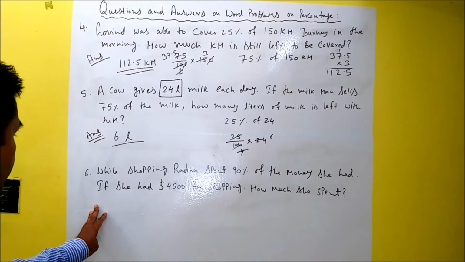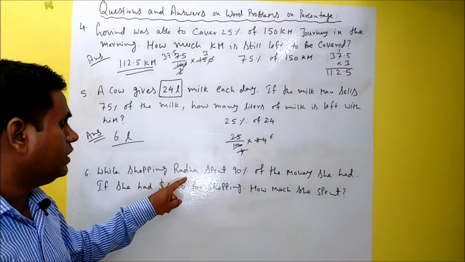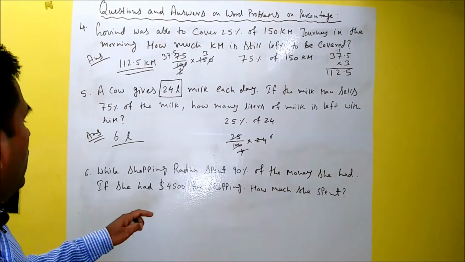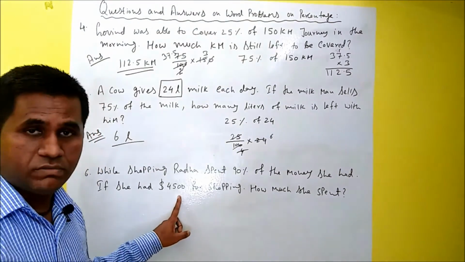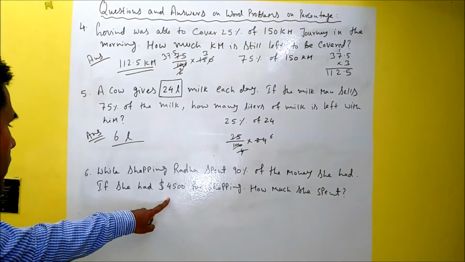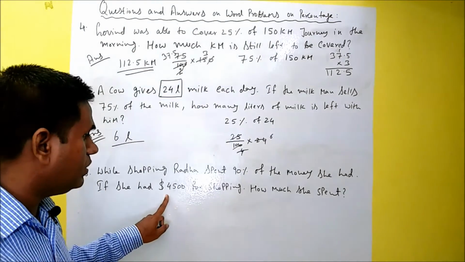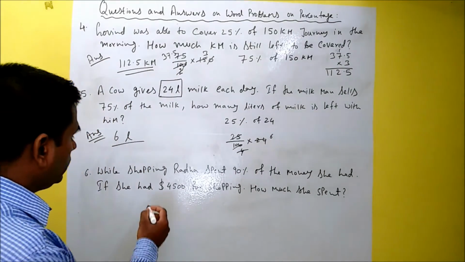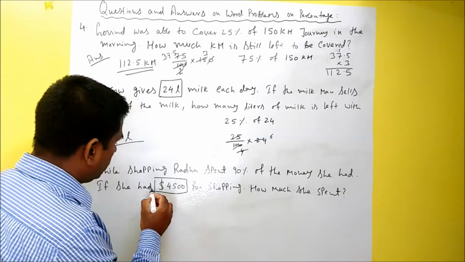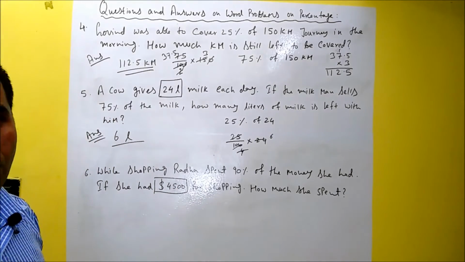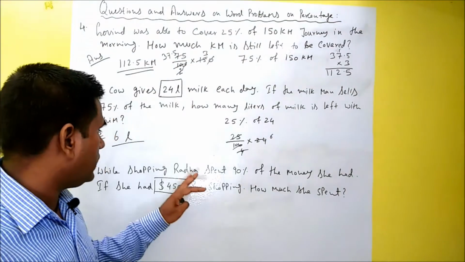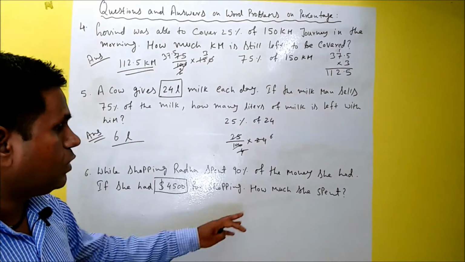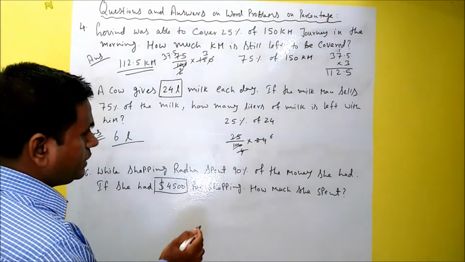Moving to the next question. It says here, while shopping, Radha has spent 90% of the money she had. Okay. If she had $4,500, looks like she is very rich. If she had $4,500 for shopping, how much did she spend? Okay. So what is $4,500? $4,500 is the total amount or total money which Radha has. Now she has spent 90%. So how much has she spent? So this is a very direct one.